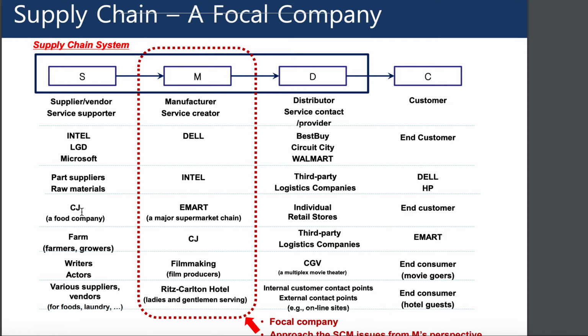Taking another example, CJ is a food company. If CJ provides raw materials to Emart, Emart will manufacture. It's a supermarket chain, so it's not really a manufacturer, but in this case Emart is basically assembling all this food, and they are going to sell to individual retail stores, and then the retail stores will sell the food to different customers. Since it's a food company, the manufacturing is not like computers with machinery, but the role of Emart here is basically to assemble this food, to package this food, and then sell it to individual retail stores.